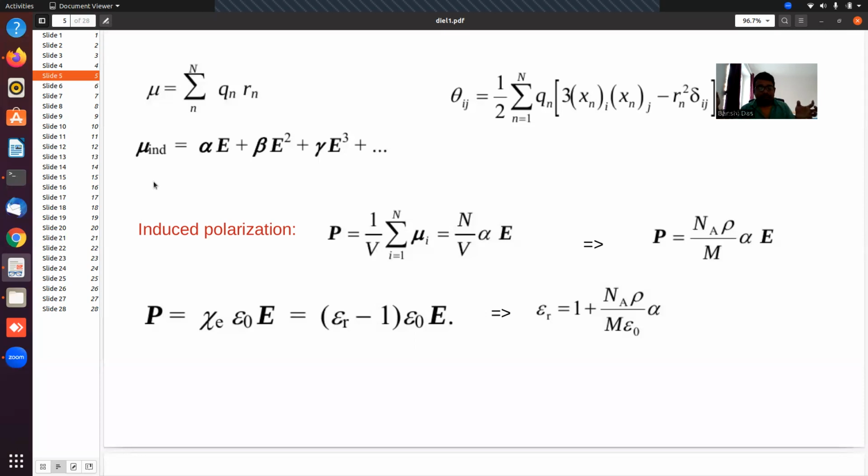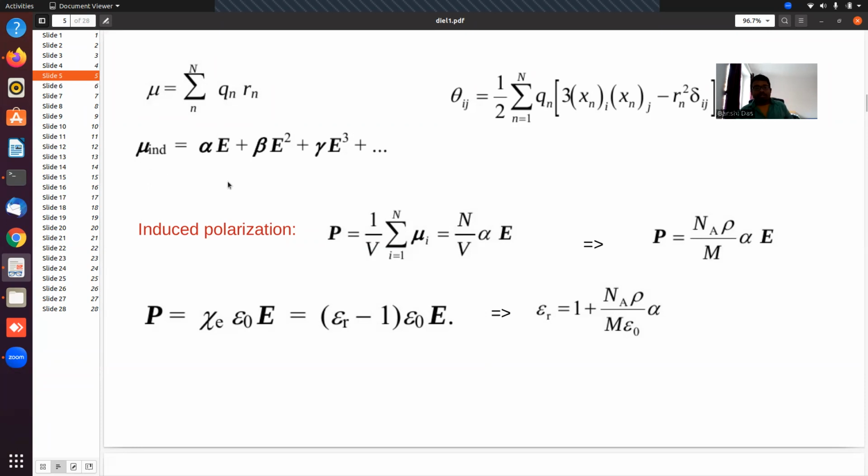So if we apply an electric field, then there will be an induced dipole moment, even if it is neutral at the beginning. We can relate the induced dipole moment to the electric field: if the electric field is larger, then the induced dipole moment will also be larger. This proportionality constant, this coefficient, is the polarizability, hyperpolarizability, and second order hyperpolarizability. So in terms of electric field, we can write the induced dipole moment.